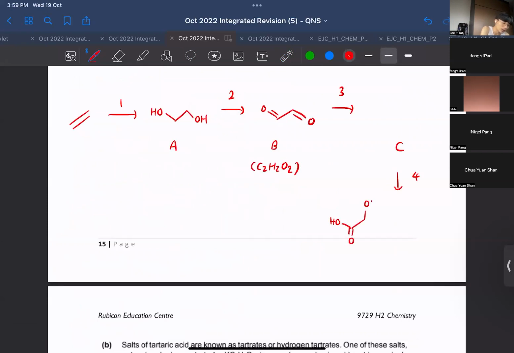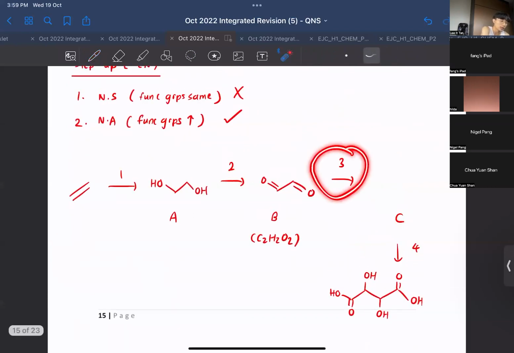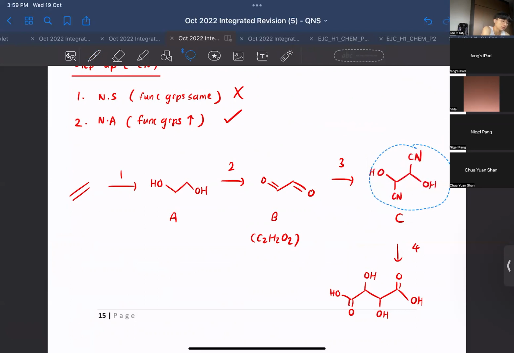Tartaric acid, as you can see, has a carboxylic acid and OH. But we still haven't done our step-up reaction yet. So quite clearly, the step-up reaction has to be in step 3. Because now that we have a carbonyl compound, we can undergo nucleophilic addition. So this is what it will turn into. And now our compound has 4 carbons. Finally, I can turn the CNs into carboxylic acids. So that is the full synthesis path.